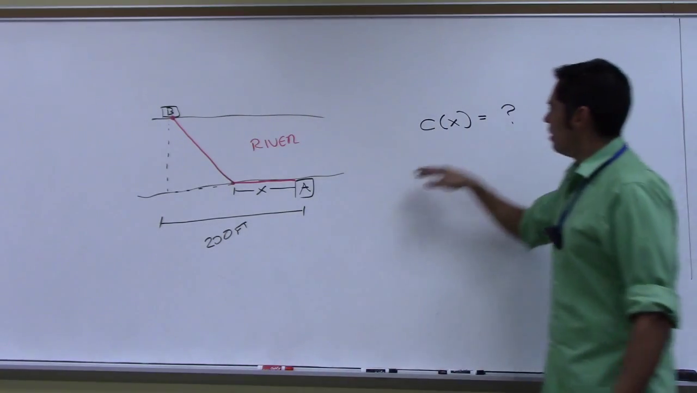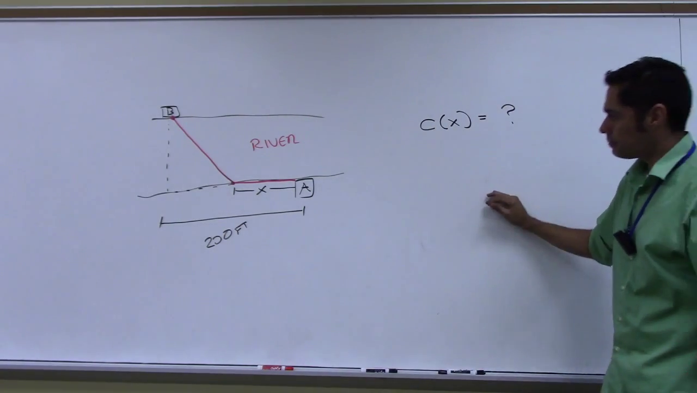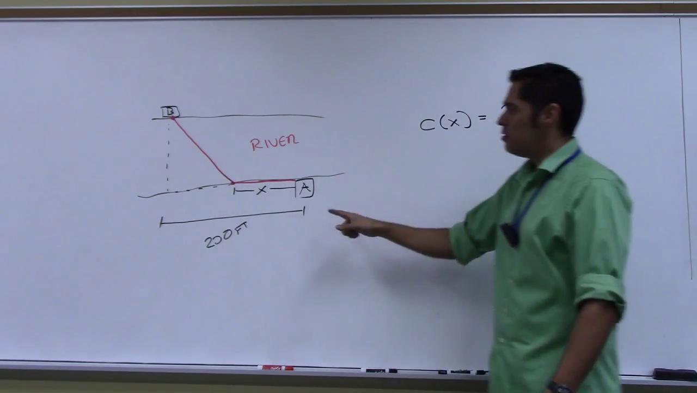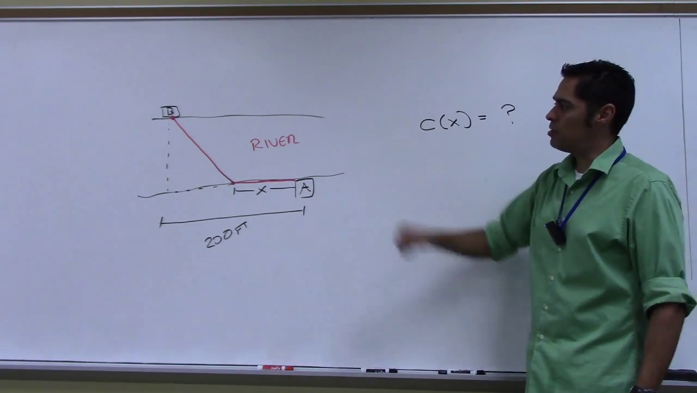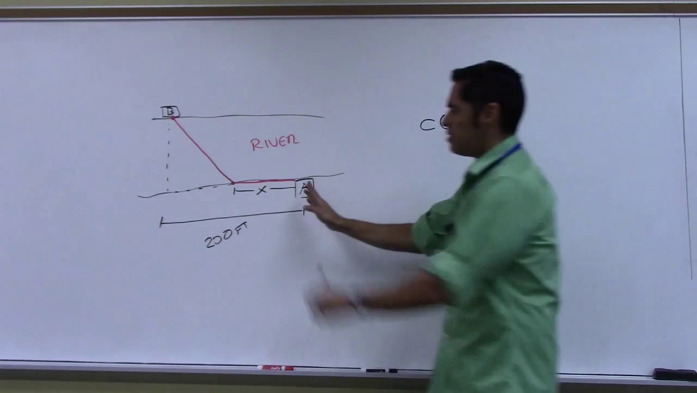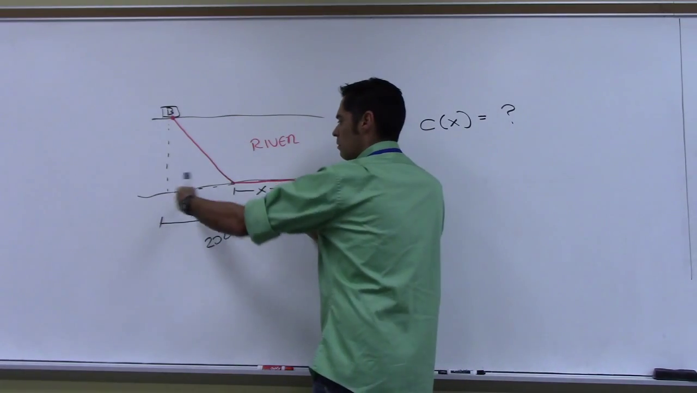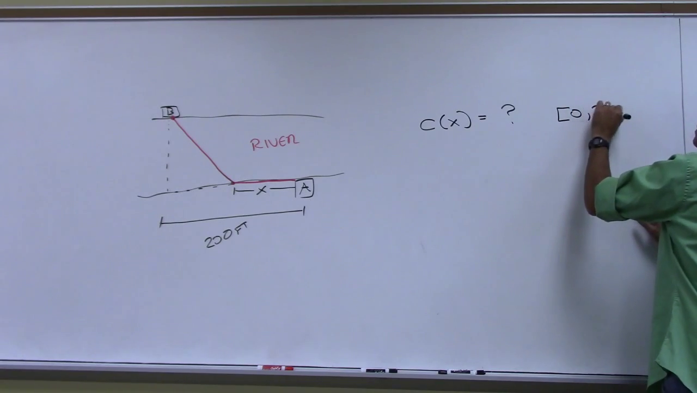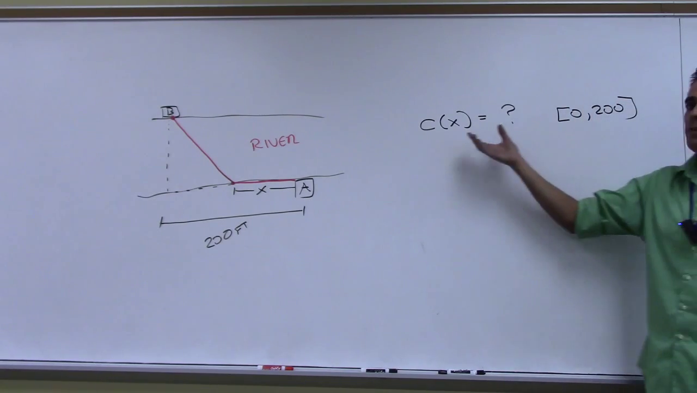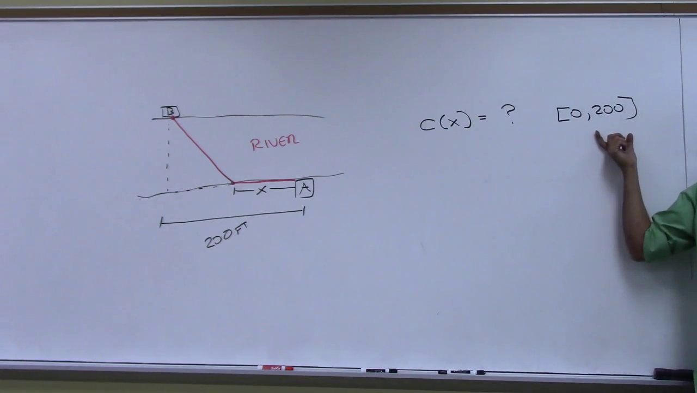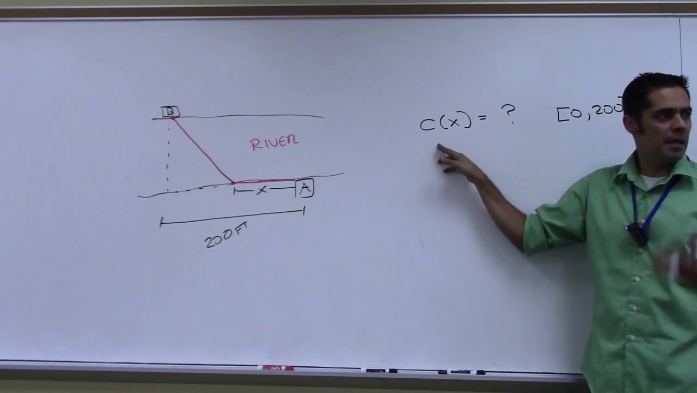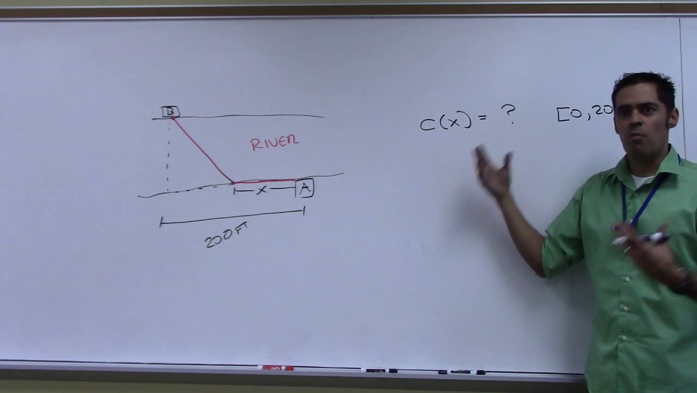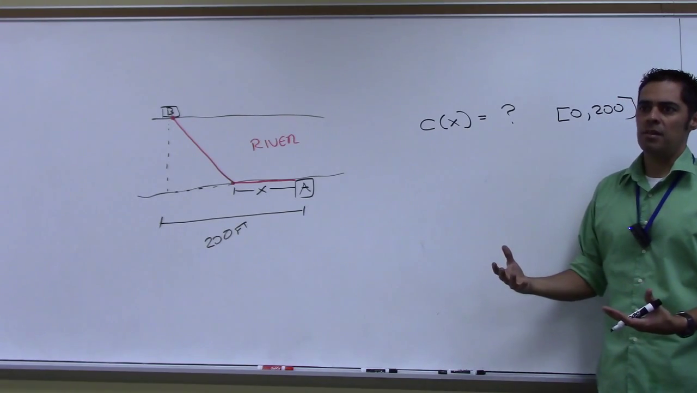If I can come up with a cost function, and this is my picture, can you tell me my restriction on x from that picture? The x that I choose has to be between where and where? 0 and 200. So what I have is a function on a closed interval that I'm trying to find the minimum of, because I don't want to pay that much. I want to pay the minimum cost. So the way you do it is exactly what we just did.